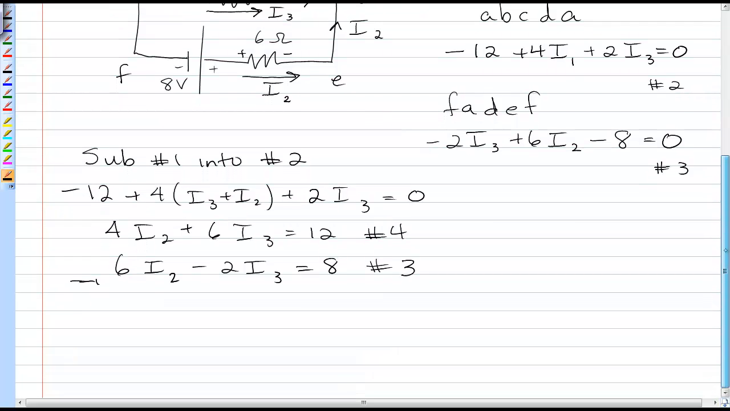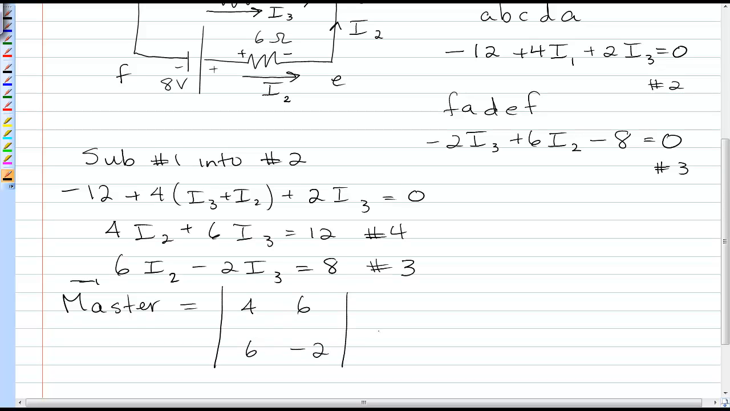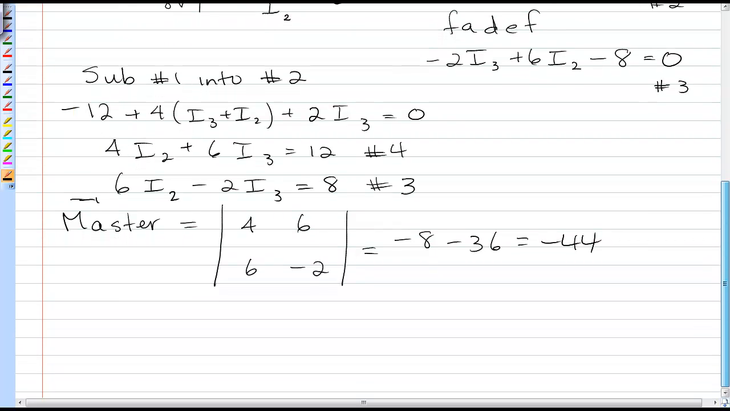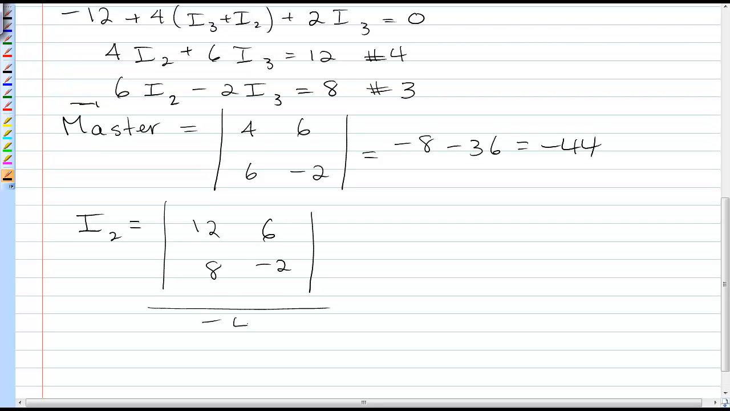Alright, now I'm going to apply Cramer's rule to this 2x2 system. To use Cramer's rule, I have to make a master matrix, which is the determinant of the coefficients of the unknowns. So it's 4, 6, 6, negative 2. Calculating the determinant of that, I get negative 8 minus 36, which is negative 44. Now to calculate the unknown I2, I replace the first column of that master matrix with the right-hand column of my equation set. So instead of 4 and 6, I'm going to write 12 and 8. Leave the second column alone. Divide by the master determinant. And we get negative 24 minus 48 over negative 44, and that I2 would be 1.6 amperes.